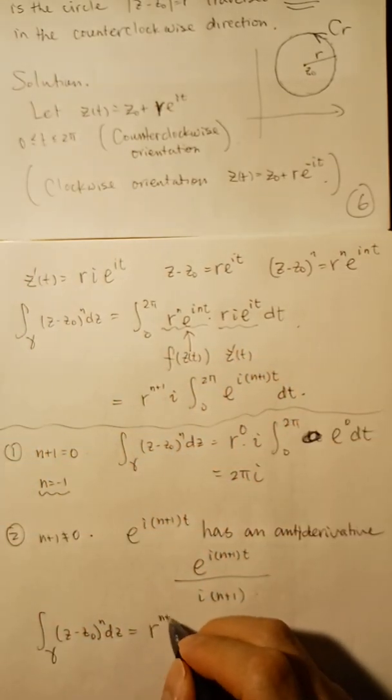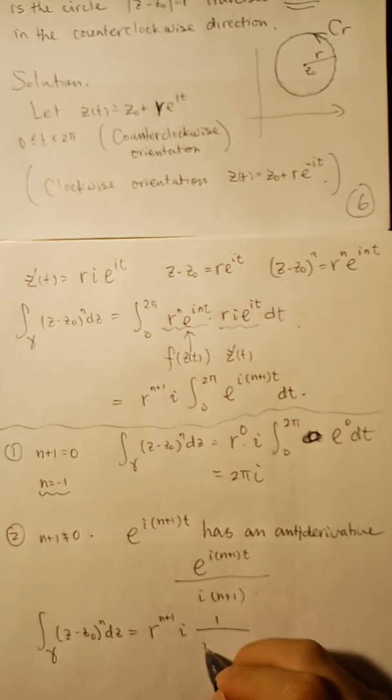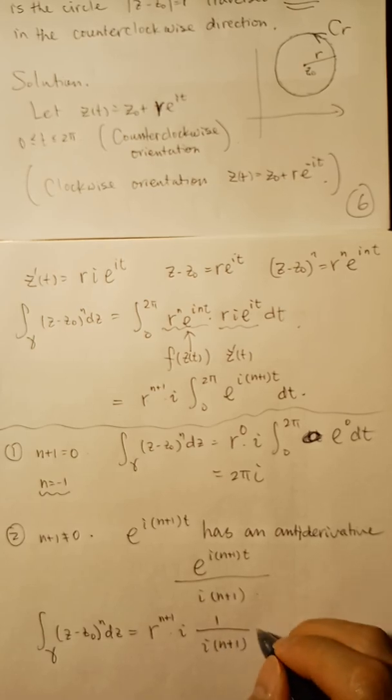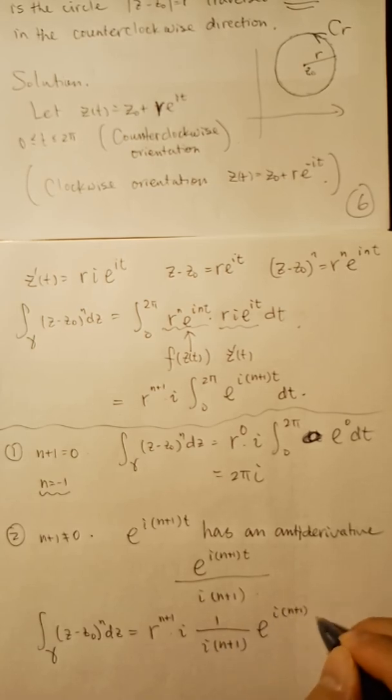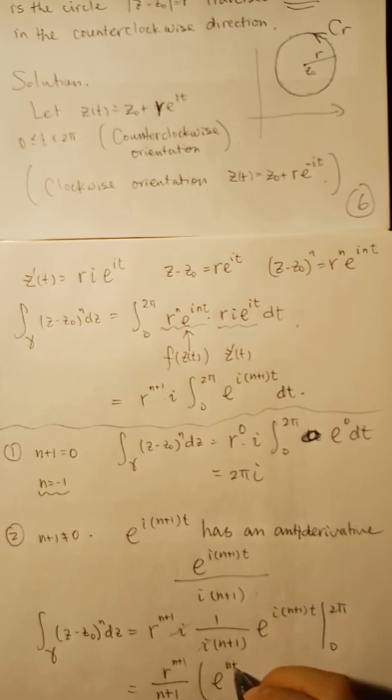It's r^(n+1) times the antiderivative, e^(i(n+1)t) from 0 to 2π. So r^(n+1) over n+1, times e^(i(n+1)2π), minus e^(i(n+1)·0), when t is 0.